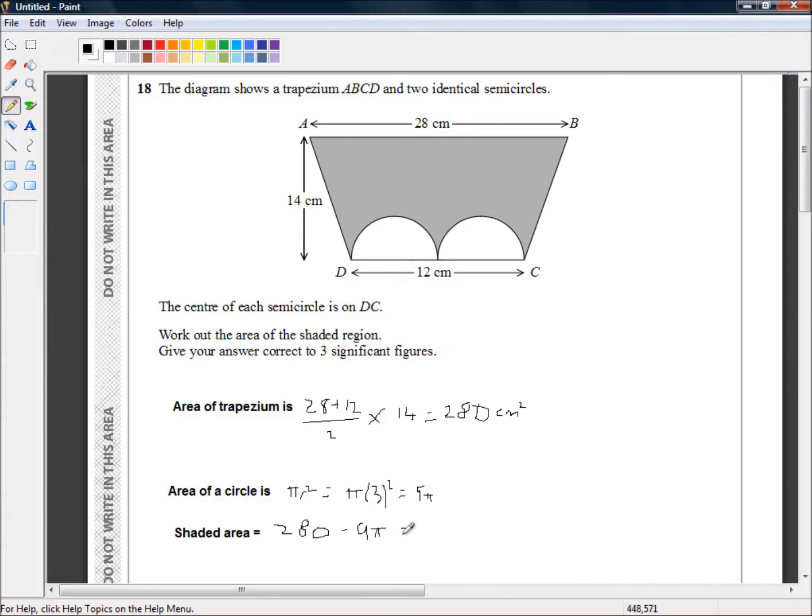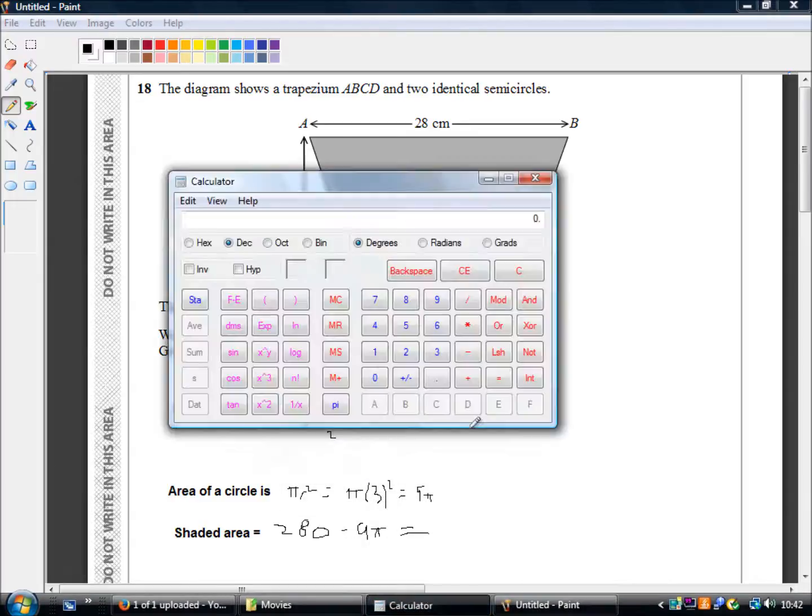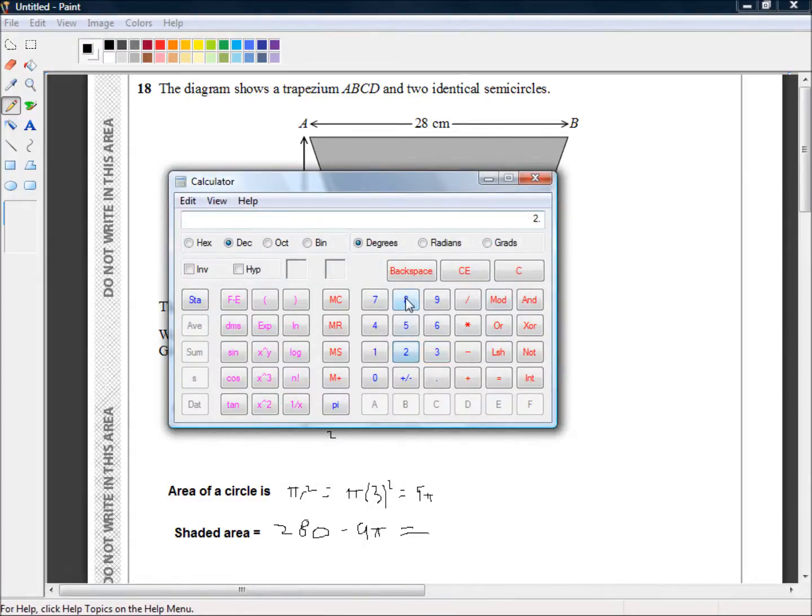And this time we do need our calculator. That's 280 minus 9 times pi equals, and that's 251.7.